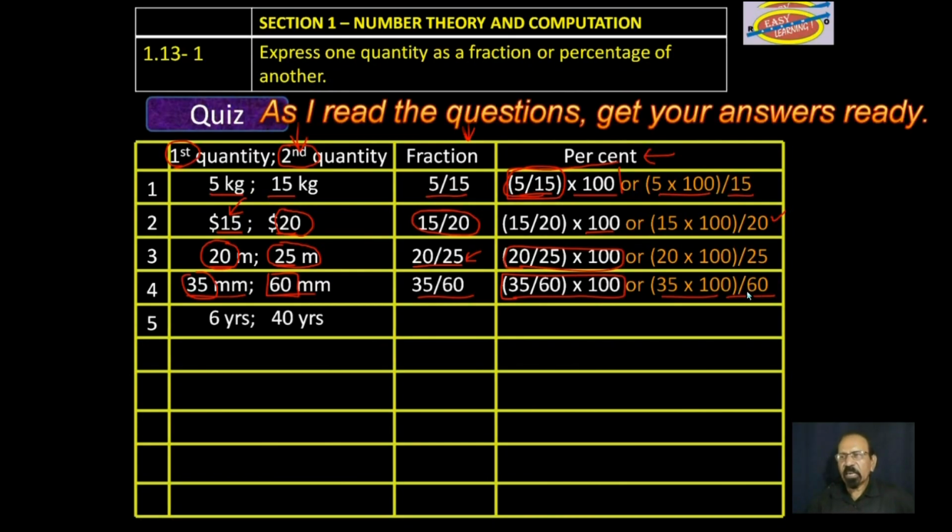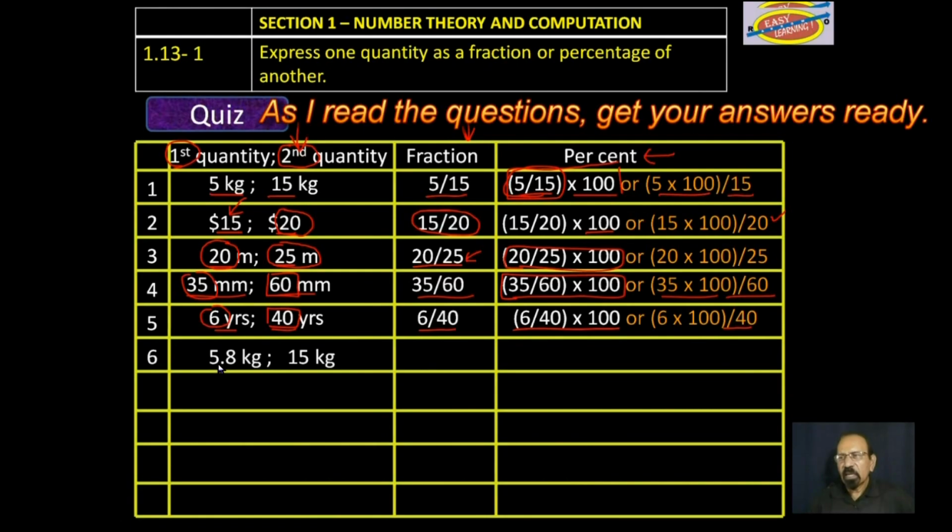Question 5. Express 6 years as a fraction and percent of 40 years. 6 years, 40 years. So 6 out of 40, 6 over 40. As a percent, you just multiply that by 100 if you go through the fraction stage, and if not, you multiply this first number by 100 and divide by the total, or the second number.